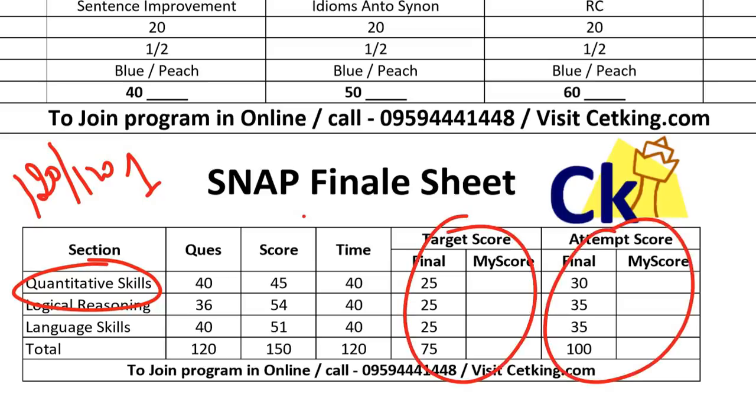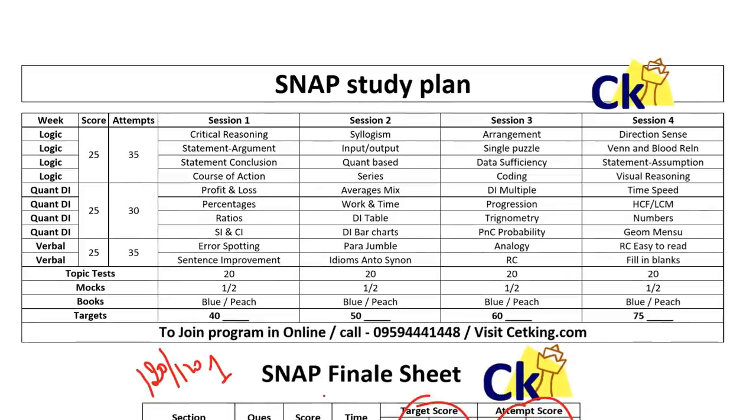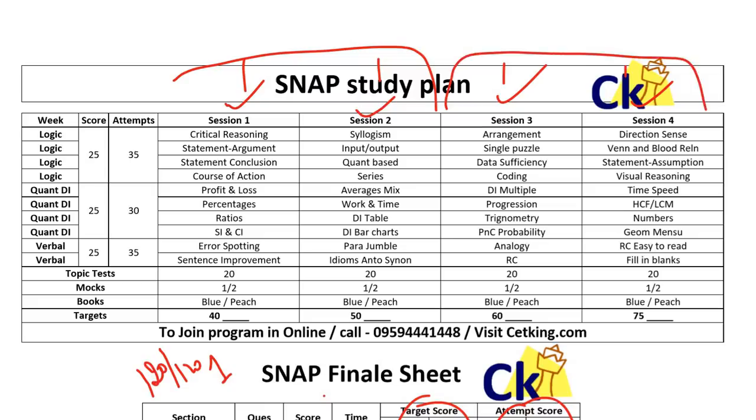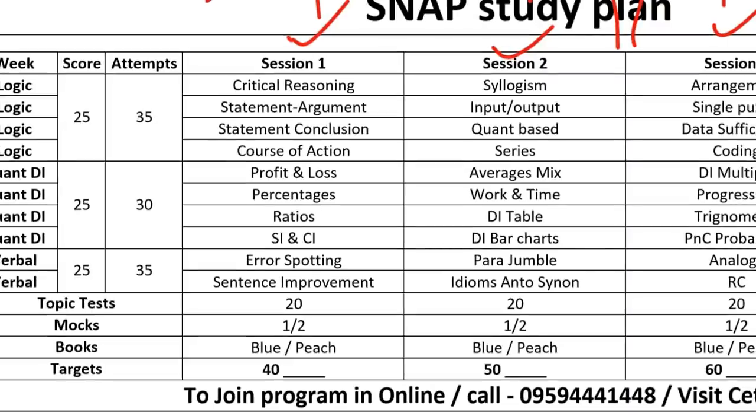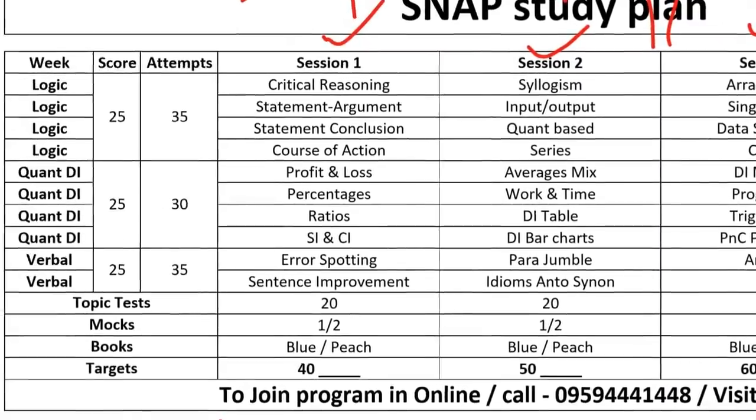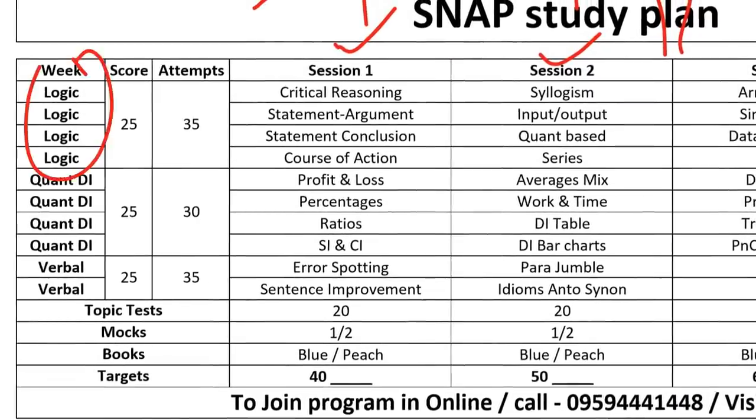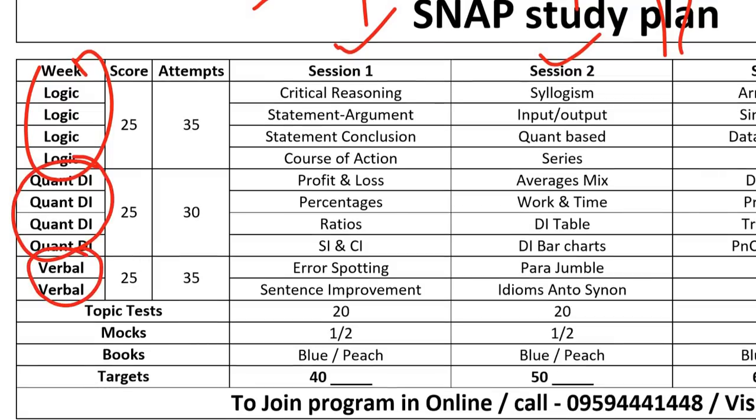Now if you go into the details, I have divided SNAP into 4 sections: section 1, section 2, section 3, section 4. Say we have 1 month remaining for the exam, so 1 week each is the ideal breakup. Suppose you have 15 days remaining, then you have to cover 2 sessions every week. Here, 4 topics of logic every day, 4 topics of quant and DI every day, and 2 topics of verbal every day. This is how we are going to break it up.